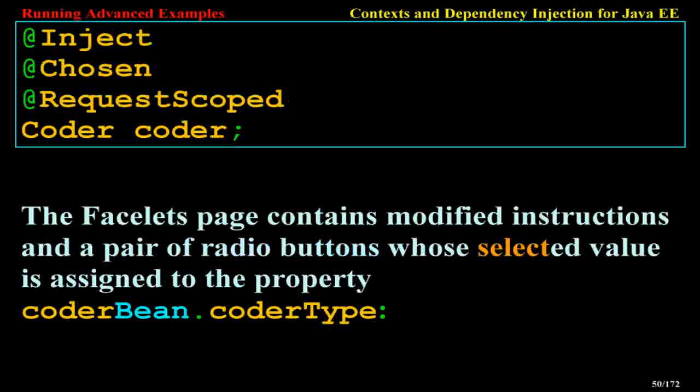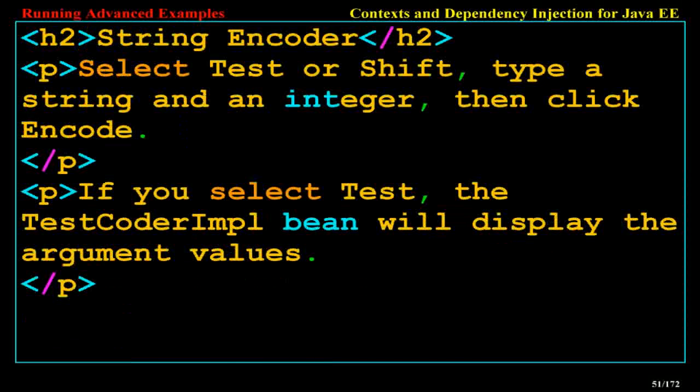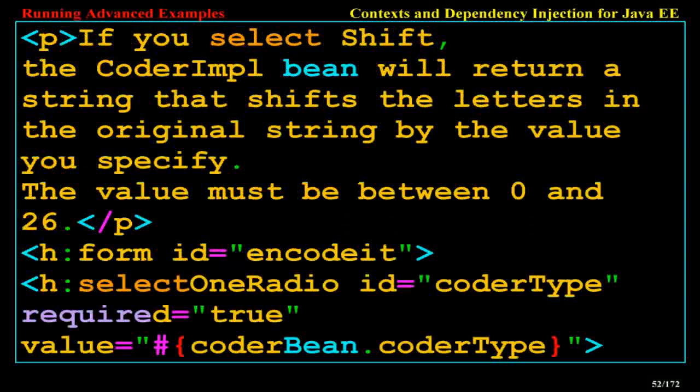The Facelets page contains modified instructions and a pair of radio buttons whose selected value is assigned to the property coderBean.coderType. H2 String Encoder H2. P Select test or shift, type a string and an integer, then click Encode. P If you select test, the TestCoderImpl bean will display the argument values. P If you select shift, the CoderImpl bean will return a string that shifts the letters in the original string by the value you specify. The value must be between 0 and 26.